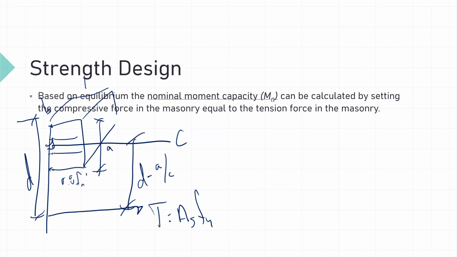To do that, first, let's solve for a in terms of everything we already know. So if our compression force c equals 0.8 times f'm, which again is that uniform width of our compressive stress block, times a, the depth of our stress block, times b, the width of our beam into the page in this case. And we set that equal to our tension force, which is equal to our area of steel times our yield stress, f sub y.